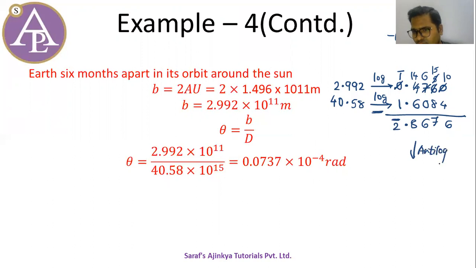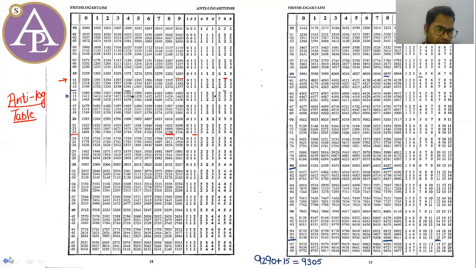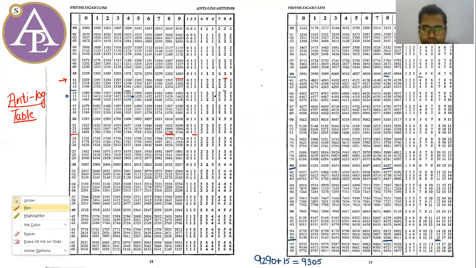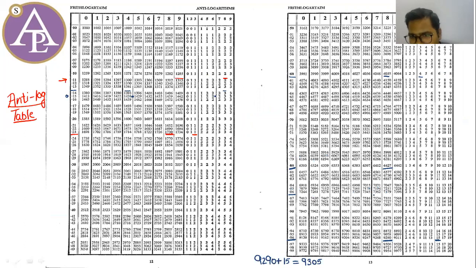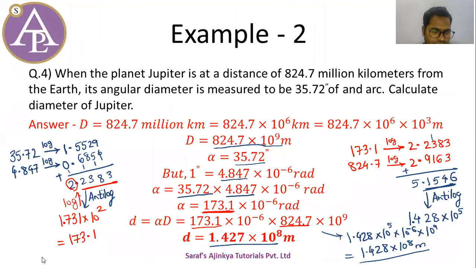व्हाट विल बी एंटीलॉग? एंटीलॉग विल बी 8676 को देखना है. 8676. So let us go to antilog table and 8676. So 86, this is antilog table, yes. So 86, 7 and 6. So 7362 plus 10. 8676. So 7362 plus 10. So 7372. तो मेरा आंसर कितना आएगा? मेरा आंसर आएगा 7372.